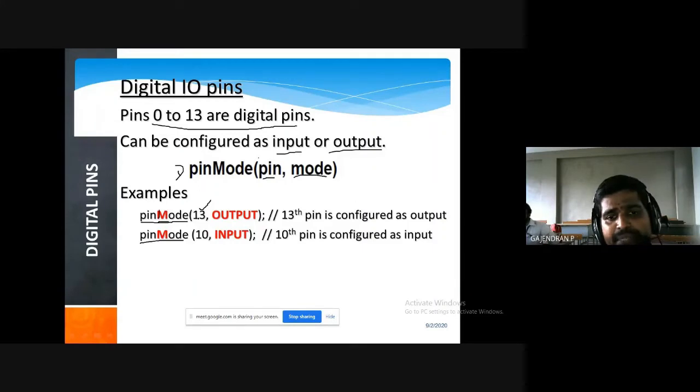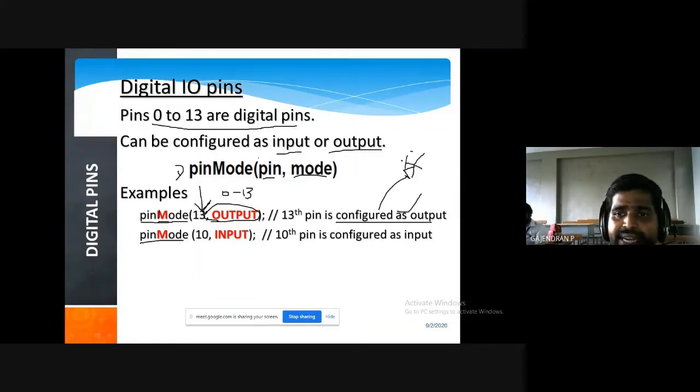How many pin numbers are available? Digital pins 0 to 13. So here I can type any pin number from 0 to 13. Output means the particular pin is going to act as an output pin. Output means, for example, I can connect an LED.